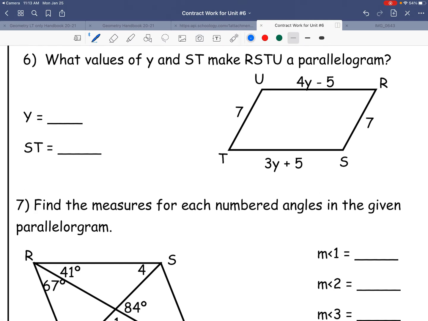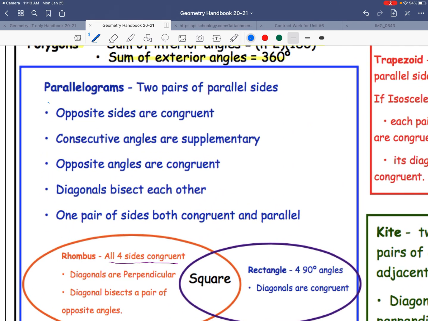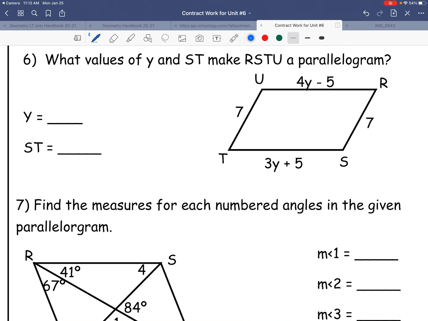What values of y and ST make RSTU a parallelogram? We can see what's listed here is we're using the properties, and again, you've got all the properties right here. We're going to be using that opposite sides are congruent when we have a parallelogram. So 4y minus 5 is going to be equal to 3y plus 5. You solve this and you get y equals 10. So y is 10, and I can plug in 10: 3 times 10 plus 5, 30 plus 5, ST is 35.